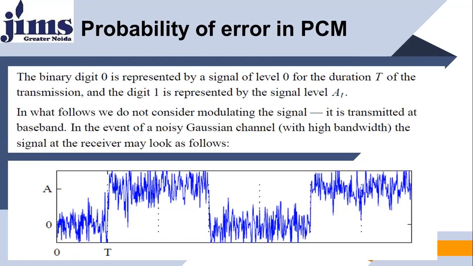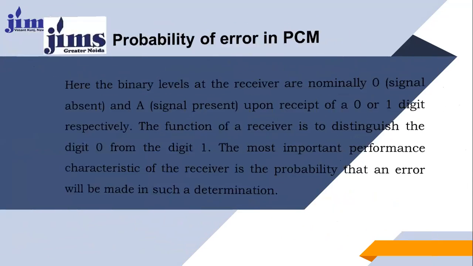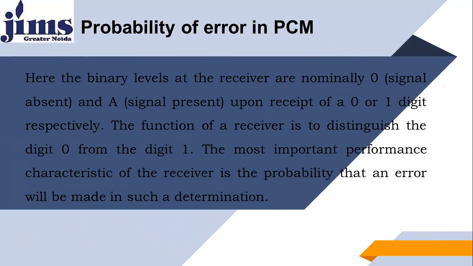This is the case when the signal travels through a channel, the 0 and 1 volts are distorted. So this type of signal reaches the receiver. Here the binary labels at the receiver are normally 0 and A upon receipt of a 0 and 1 digit respectively. Means if the receiver senses 0 volt, that means 0 was transmitted, and if the receiver senses A volt, it means 1 was transmitted, right?